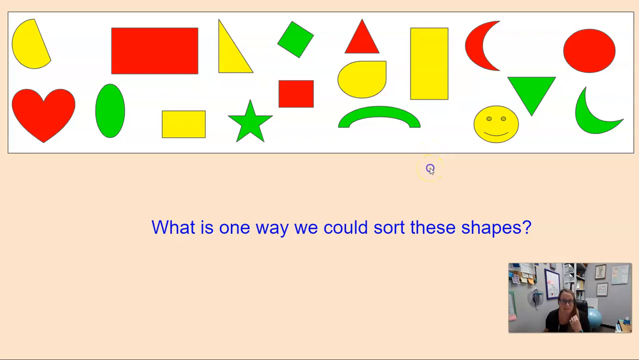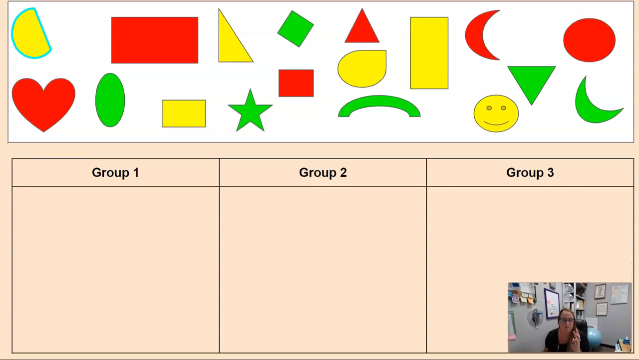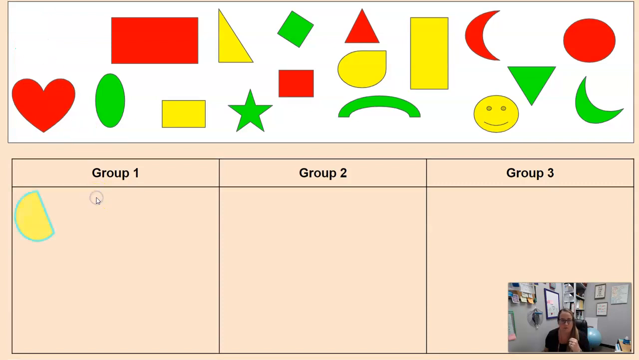Well, let's get started. Let's see. So my first thing that I'm thinking is I want to sort them into 3 different groups. So what we're going to do is we're going to look at each of these shapes, and we're going to sort them. We're going to put them in a group that's the same, and we're going to put them into 3 different groups. So the first one I want to look at is this shape right here. And since it's our first shape, we can put it wherever we want. So I'm going to put it in group number 1. Now our next shape is this shape.